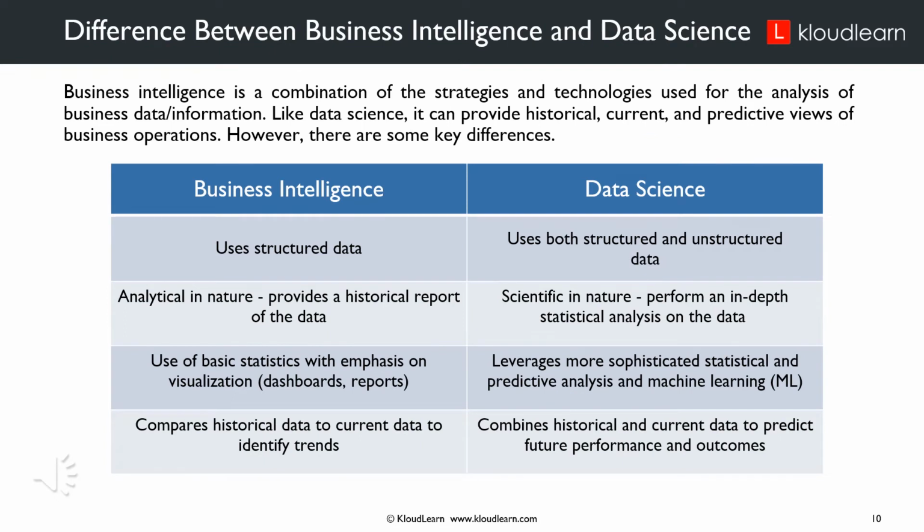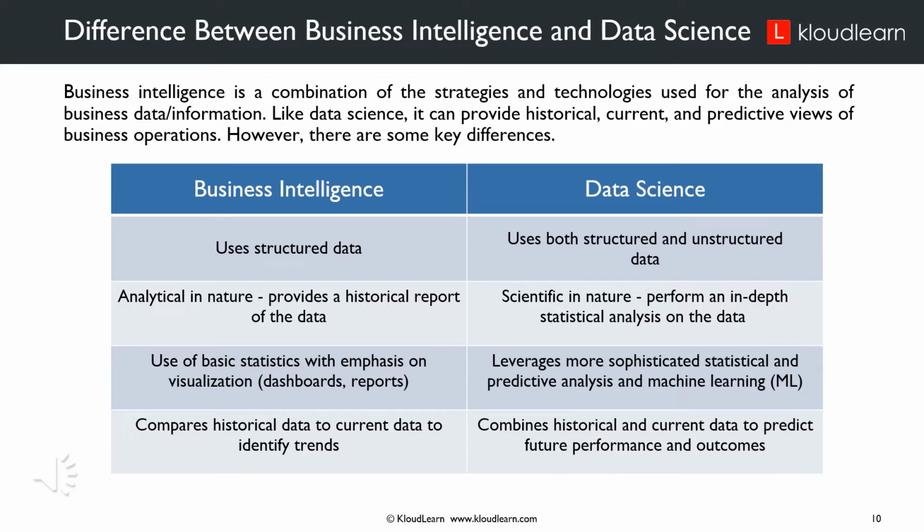Difference between business intelligence and data science. Business intelligence is a combination of the strategies and technologies used for the analysis of business data or information. Like data science, it can provide historical, current, and predictive views of business operations. However, there are some key differences. Business intelligence uses structured data, and data science uses both structured and unstructured data.